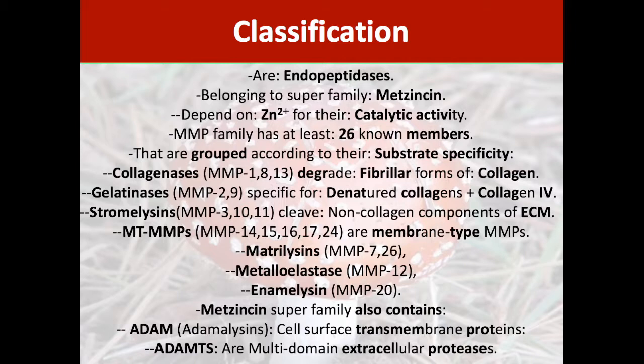Stromalysins MMP3, 10 and 11 cleave non-collagen components of the extracellular matrix. MMP14, 15, 16, 17 and 24 are membrane-type MMPs. Matrilysins are MMP7 and 26. Metalloelastase is MMP12. Enamelysin is MMP20. The Metzincin superfamily also contains adamalysins, which are cell surface transmembrane proteins, and ADAMTSs, which are multi-domain extracellular proteases.